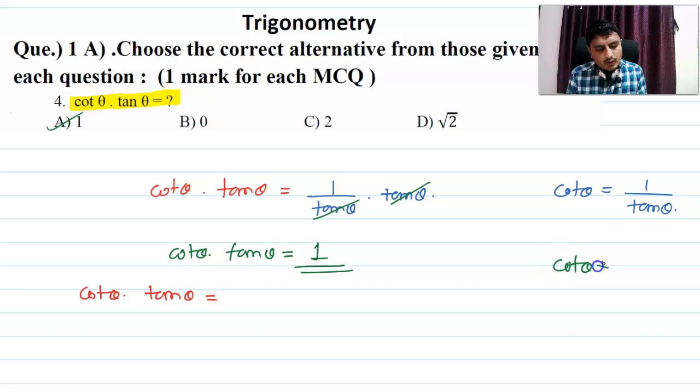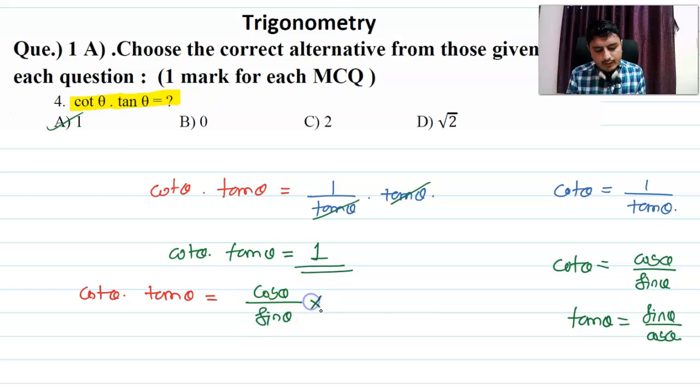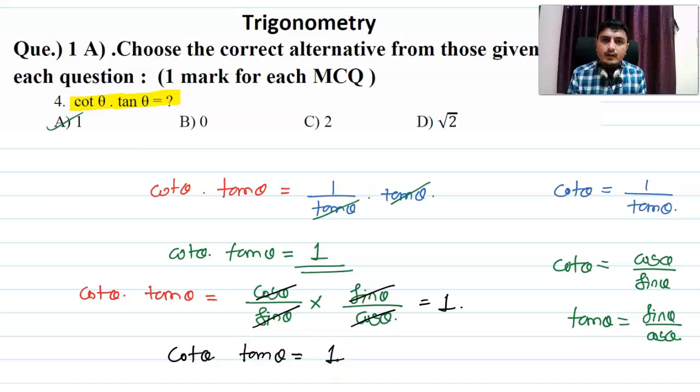Now we well know cot of theta is equal to cos of theta upon sine of theta, while tan of theta is equal to sine of theta divided by cos of theta. So cot theta we are replacing by its value: cos theta upon sin of theta into tan of theta, sin theta upon cos of theta. You may try the same proof using this way also. Here cos theta from numerator and denominator gets cancelled and sin theta from numerator and denominator gets cancelled. So we remain with 1. So cot of theta into tan of theta is equal to 1.